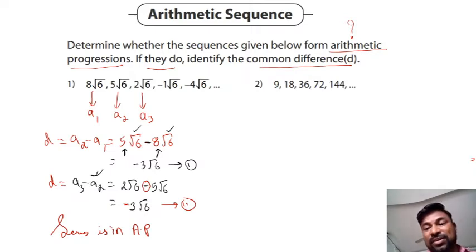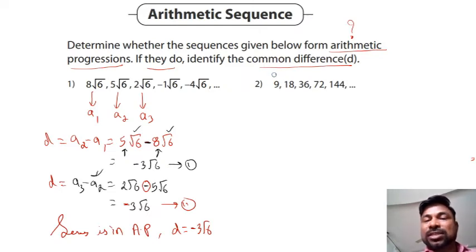After finding out whether the series is in AP or not, he is asking us to find the common difference. Of course, the difference we got is, as we have seen earlier, minus 3 root 6. So this is how we deal with whether a series is an AP or not, and how we find the common difference. Now the second one is a very simple one. Hope you can do that. Let me explain one more for you.